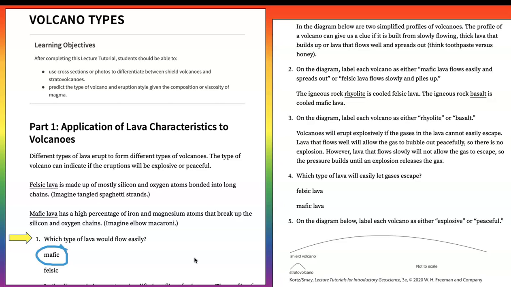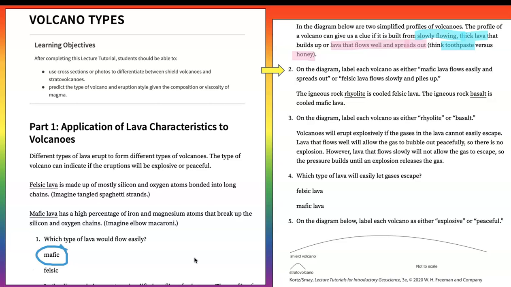On the next page, in the diagram below, are two simplified profiles of volcanoes. The profile of the volcano can give us a clue if it was built from slow flowing thick lava, or if it was formed by lava that flows fluidly and spreads out. So the first one you could think of as toothpaste, thick and slow in terms of flowing. The second one you can think of as honey. It flows readily and it spreads out easily.